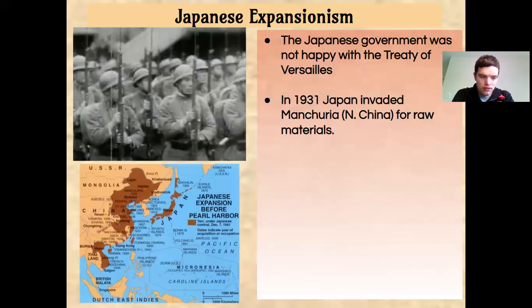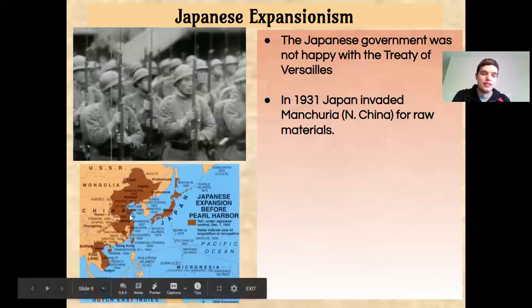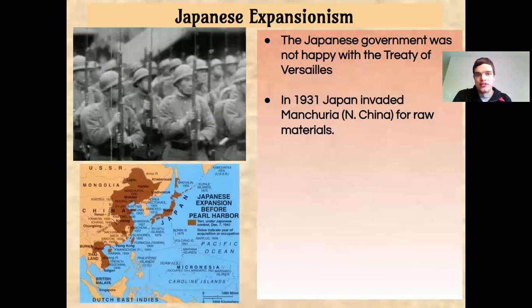But very quickly after they got rid of the isolationist policy, they started looking at China. And the main reason they wanted China is, number one, it was the largest threat, as they were the major power in East Asia.